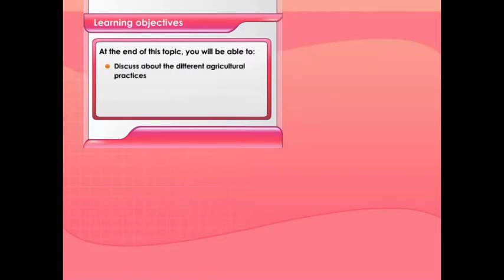Learning objectives. At the end of this topic, you will be able to discuss the different agricultural practices and know about the basic practices of crop production like preparation of soil and sowing. Introduction.